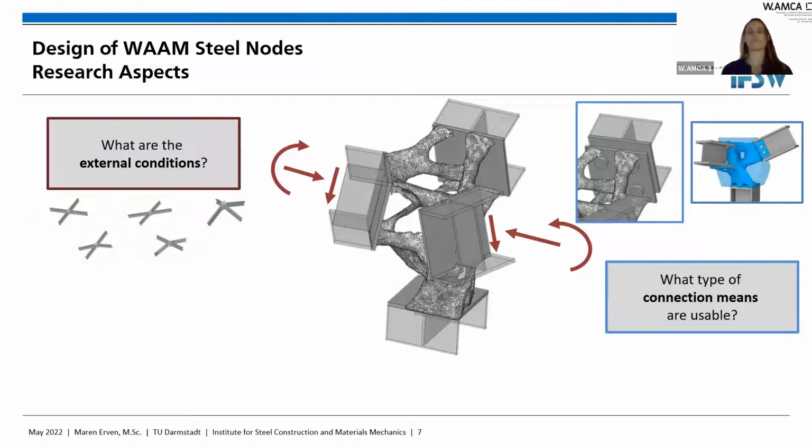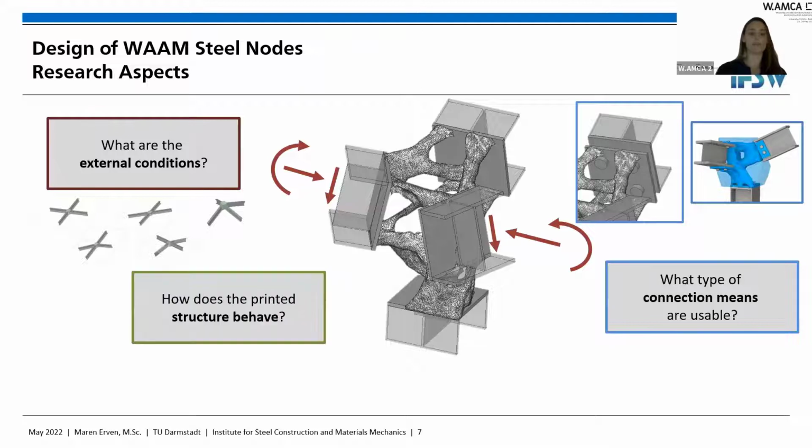Because I skipped some slides, I have to do it all on one slide. We can think about flange connections or back plates, and also head plates. It depends on what kind of loads we have to transfer. And the last thing, and maybe the most interesting question, is how does the printed structure behave in the end?